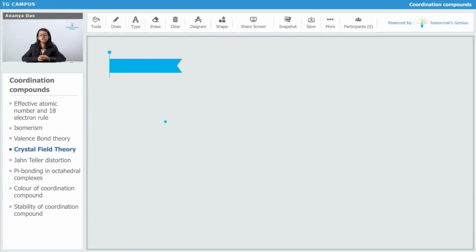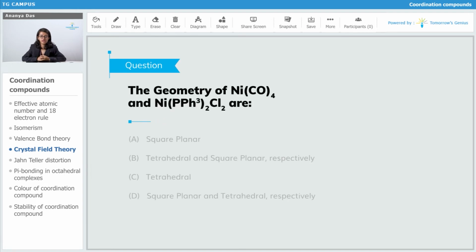Next we come to a question. In this question we have to predict the geometry of Ni(CO)4 and [Ni(PPh3)2Cl2]. First of all, you are going to find the oxidation number, and on the basis of oxidation number you can predict which ligands are going to be strong and which ligands are going to be weak.